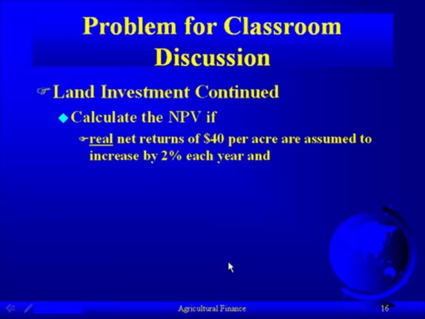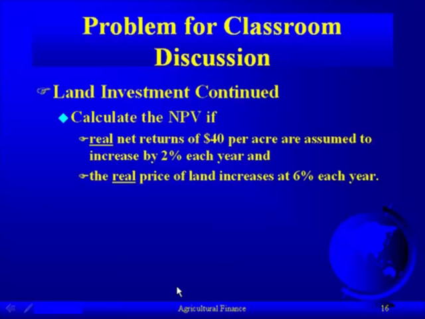In this particular case, the real net returns of $40 per acre are assumed to increase by 2% each year, where before we assumed that the real returns were constant. Now we're assuming that because of some technological change or some other factors, maybe because of the increased demand for U.S. agricultural products overseas, for whatever reason, we believe that there's actually going to be a relative change in our value and returns to land. And we believe because of that, we're going to continue to have a 2% increase in the real value of returns to land.